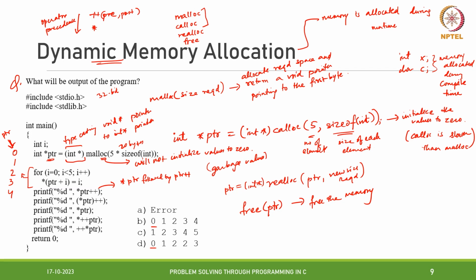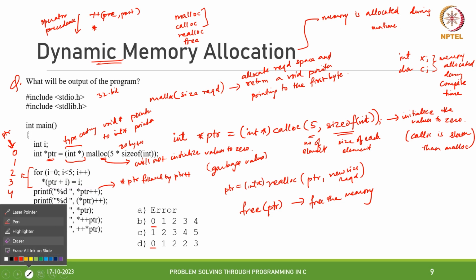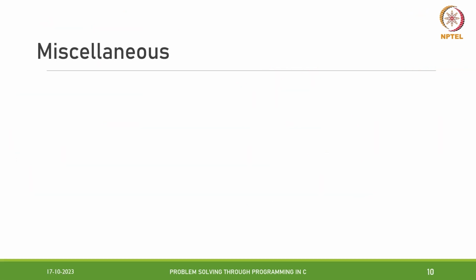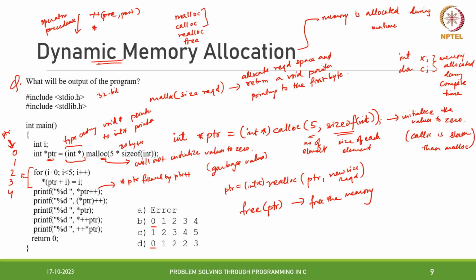So here it is ptr++. That means the pointer itself is going and pointing to the next one. After this statement, instead of pointing to 0, it is going and pointing to 1. So the pointer is now pointing to 1. That is the second element. It is pointing to the second element now.